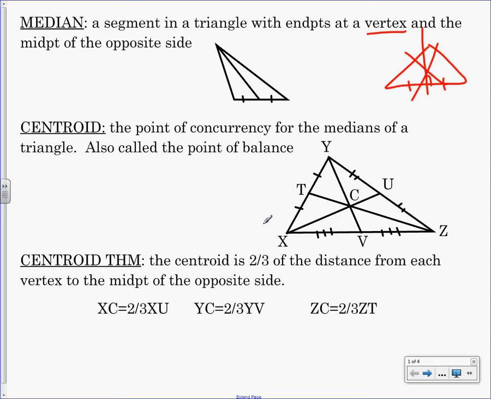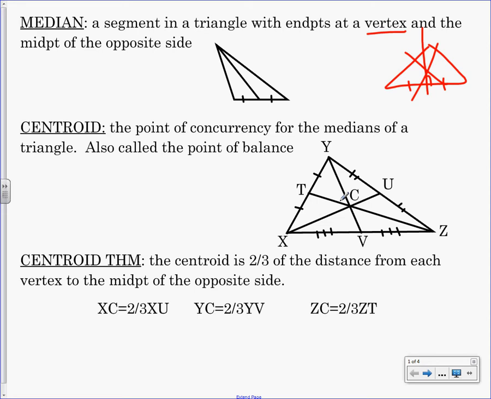Centroid is the point of concurrency. That's where three or more lines intersect, right? Point of concurrency for the medians of a triangle. It's also called the point of balance. So tomorrow, my goal is to do a little activity in class that makes it a little bit more real for you. We're going to create a triangle and find the centroid on our own using rulers. Then when you draw it and cut it out, you'll balance the triangle on your pencil, and you'll see that it really is the point of balance. It'll balance on your pencil if you do the math right. Okay? So we're going to do that tomorrow.